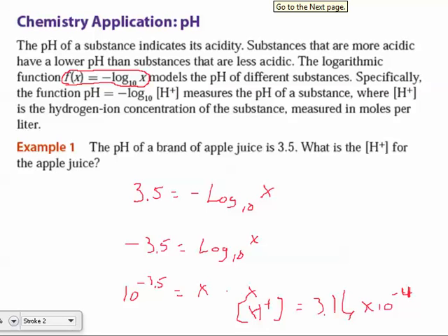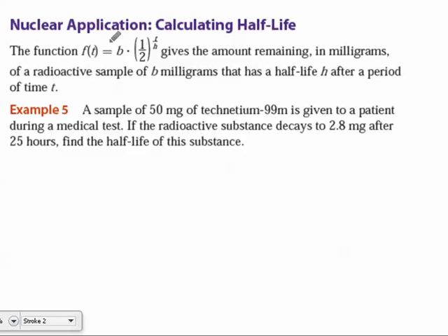Cool? Okay, moving forward. This one gives you this function, b times 1/2 raised to the h power. That's the amount of half-life of an item. Okay? So reading carefully, a sample of 50 megagrams of technetium 99m is given to a patient during a medical test. If the radioactive substance decays to 2.8 milligrams after 25 hours, what is the half-life of this substance?